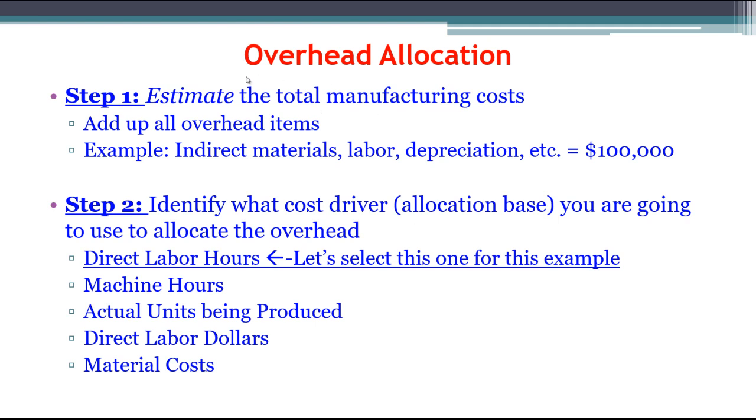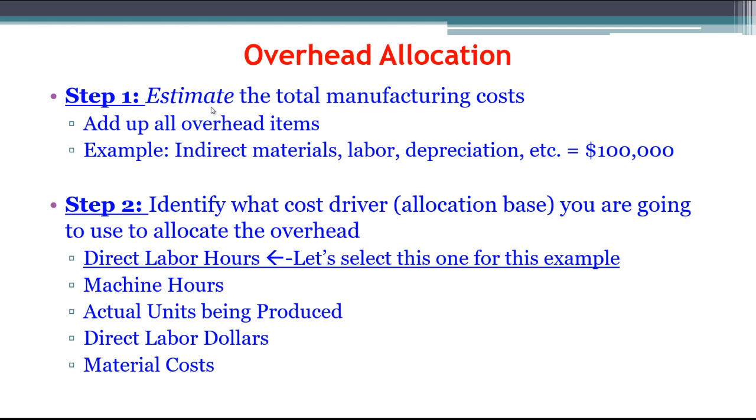So before we can go much further, we have to identify just how we allocate this overhead, and specifically, how we calculate the predetermined overhead rate so that we can apply it later on. Step one for this is that we have to estimate the total manufacturing costs.